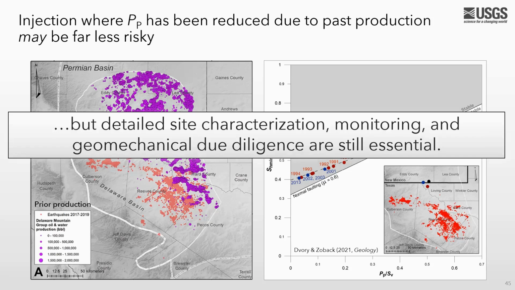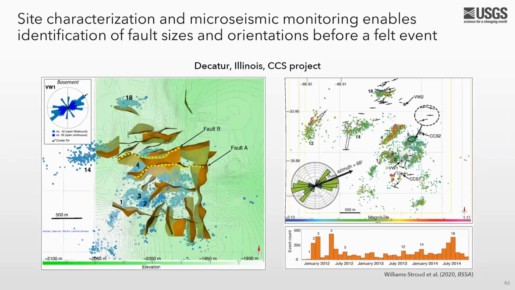I also mentioned that shallow areas, especially in the Delaware Basin, are hosting smaller earthquakes. However, detailed site characterization, monitoring, and due diligence are still essential, of course. Which brings me to my last slide here. I think this is a good example of a site that has done these things. This is a small carbon storage site, the Decatur, Illinois demonstration project.